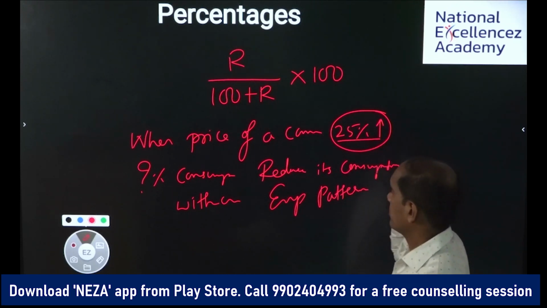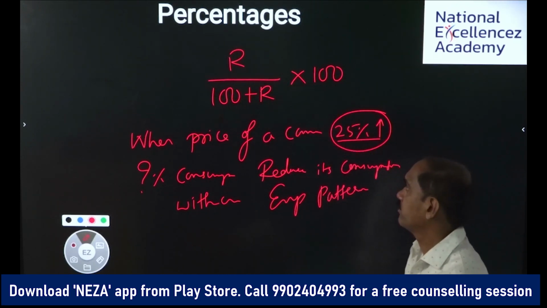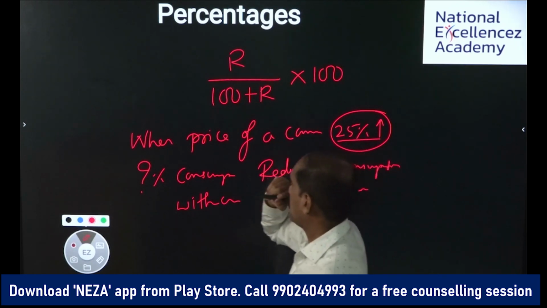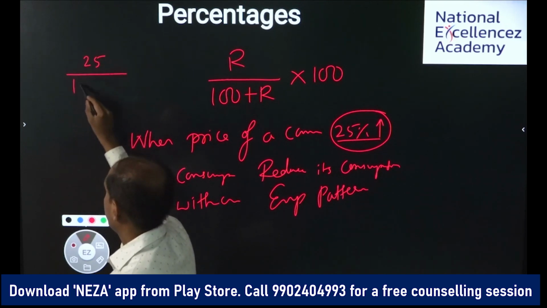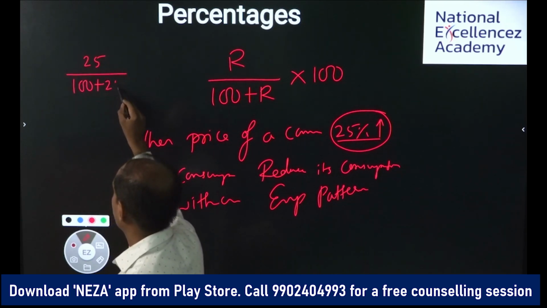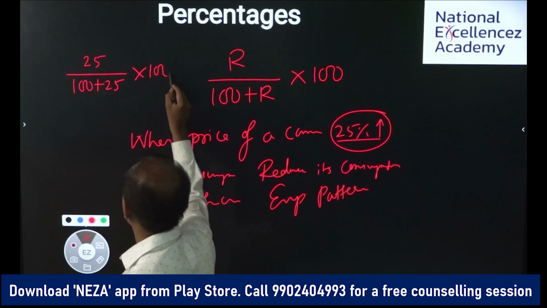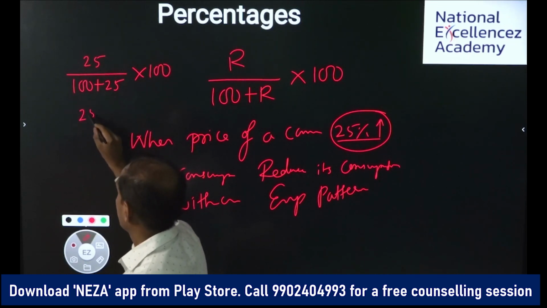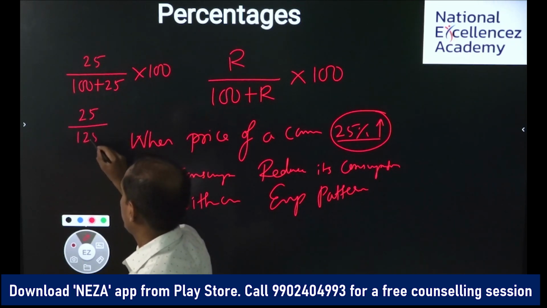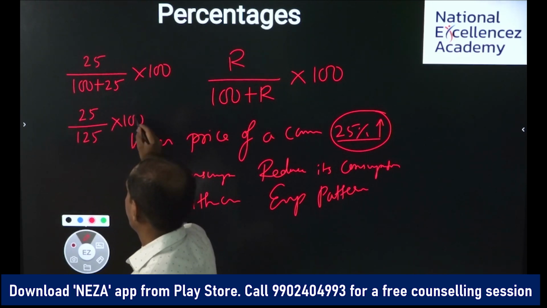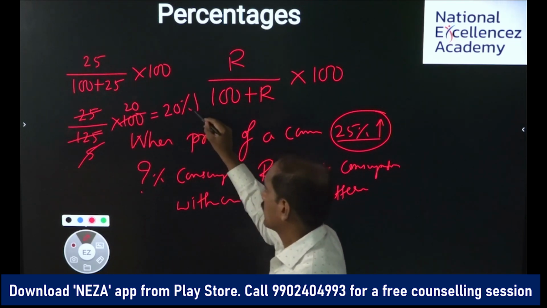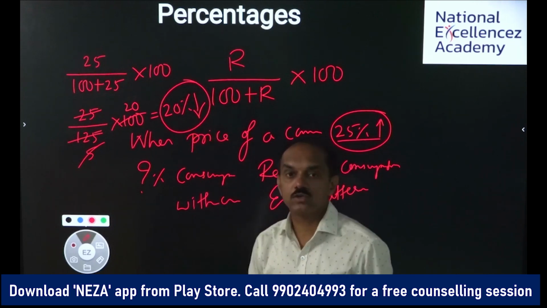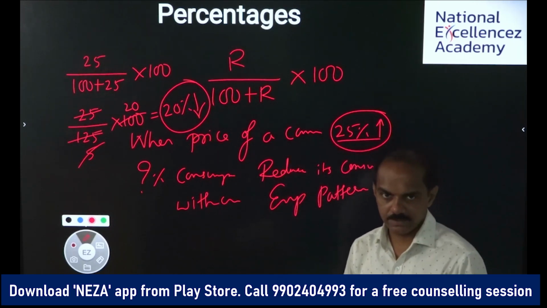So in these types of problems, this trick can be used. So R is 25, 25 upon 100 plus 25, into 100. 25 upon 125, into 100. 25 ones are 25, 25 fives are 125, so 5 ones are 5, 20. The answer is the consumer should reduce its consumption by 20%.